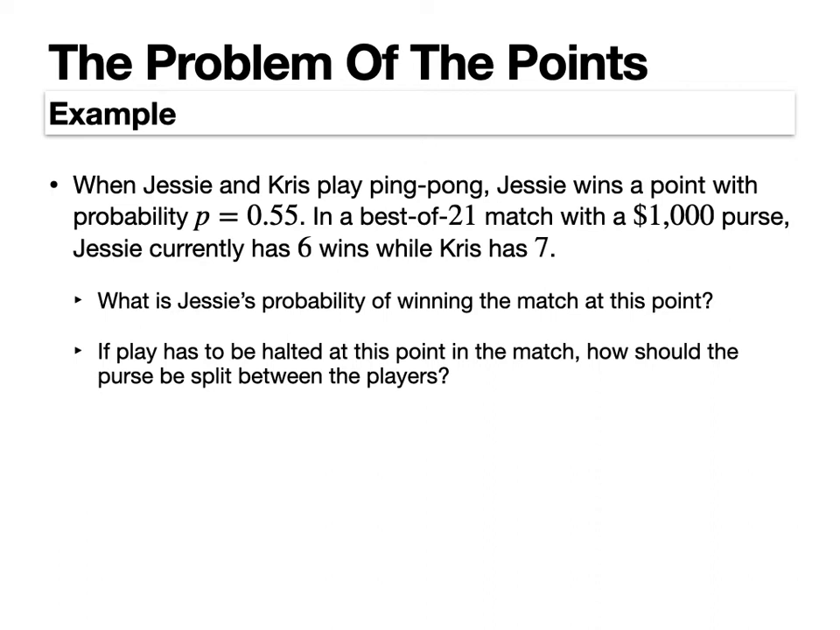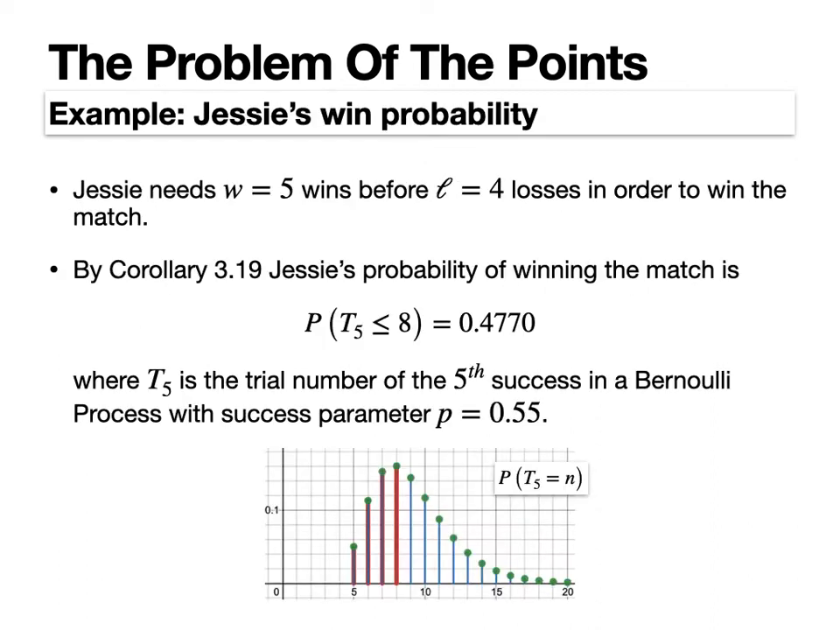So the first player to get 11 wins is going to win the match. Jesse currently has 6. That means she needs 5 wins. Chris currently has 7, so she only needs 4 wins. So Jesse's going to win the match if she gets her 5 wins before Chris gets her 4 wins. In other words, Jesse wins if she gets 5 wins before 4 losses. And then by our corollary, that's going to be the case if and only if the time of Jesse's 5th win is less than or equal to 8. In other words, the trial number of Jesse's 5th win is less than or equal to 8.